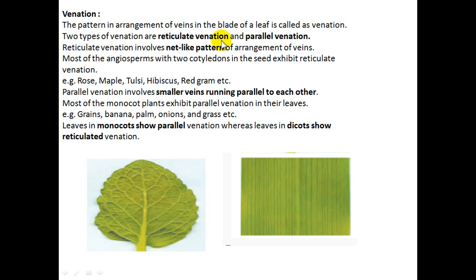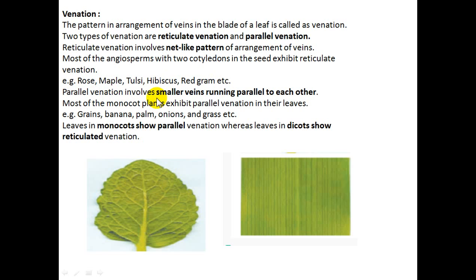Two types of venation: reticulate venation and parallel venation. Reticulate venation involves a net-like pattern of the arrangement of veins. नेट जैसा रहेगा इसका वेन, आपको लगेगा जैसे its a type of net, but in some plants you will see the veins are present in a parallel form. Might be you have seen in a banana leaf. Most angiosperms with two cotyledons in the seed exhibit reticulate venation. कि जो भी dicotyledon plant होते हैं मोस्टली उन सब में net like veins is found. Rose, maple, tulsi, hibiscus, red gram.